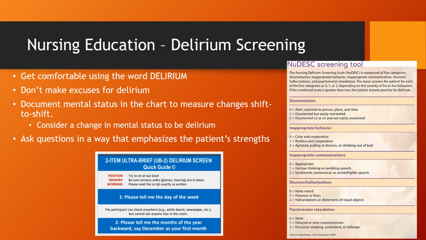All staff, if not already doing so, should document mental status in the chart to measure changes from shift to shift. And then we want to teach the staff to consider a change in mental status to be delirium until proven that it's not. And to further help with screening, have staff ask questions in a way that emphasizes the older adult's strengths. So I have a little screenshot of that UB2 on the screen. If you look, the very first question says, please tell me the day of the week. So we really want to educate staff to ask the question in just that fashion, rather than asking, do you know what day it is today?